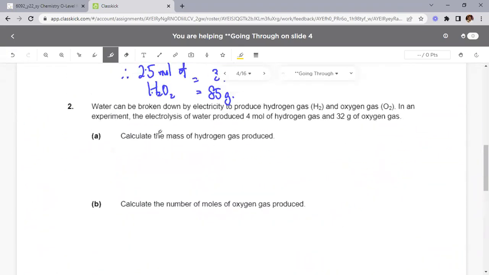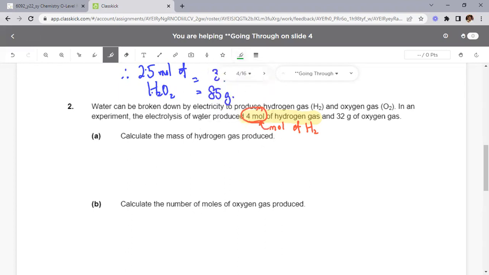Okay, so let's go on to the next one. Question 2. Water can be broken down by electricity to produce hydrogen and oxygen gas. In an experiment, the electrolysis of water produces 4 mole of hydrogen gas and 32 grams of oxygen gas. I want you to make sure you underline these things. What is given to me, this 4 mole here, is the mole of H2.